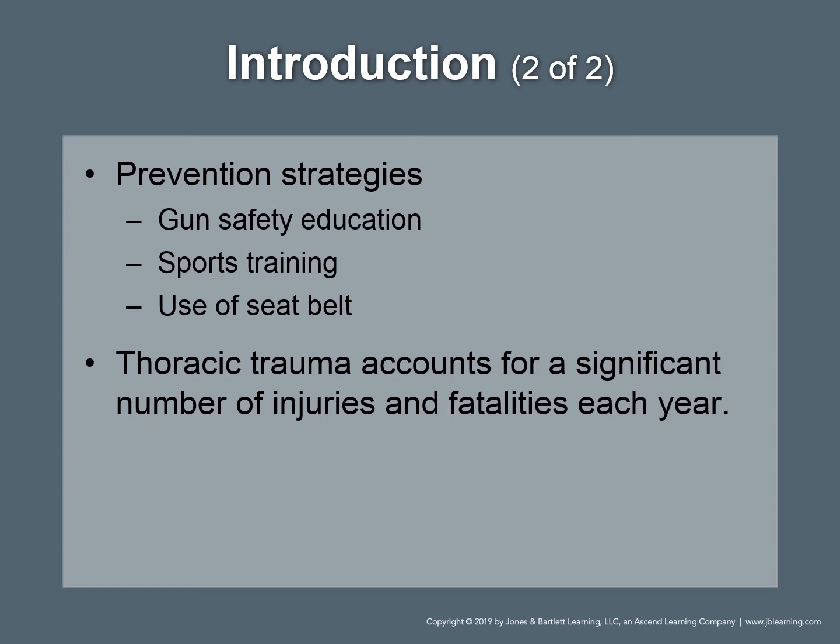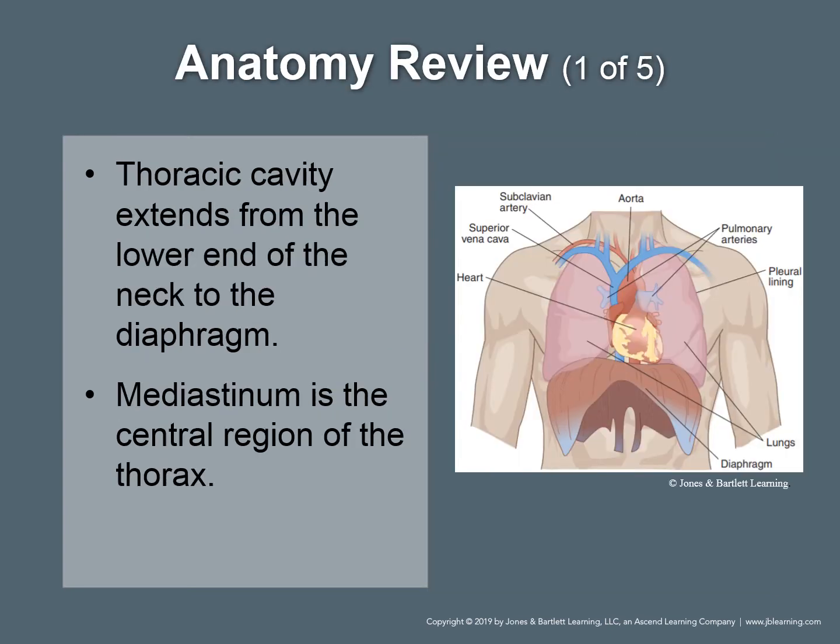Thoracic trauma accounts for a significant number of injuries and fatalities every year. The chest is a big part of the body, and when your body's slammed into something or you get hit by a bullet or knife, it's usually in the chest or the thoracic region. And we're going to talk a little bit more about that as we go through.